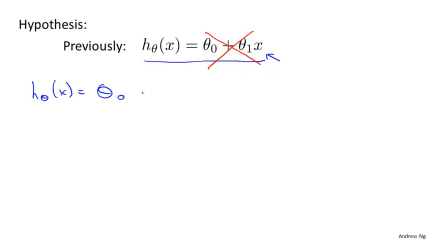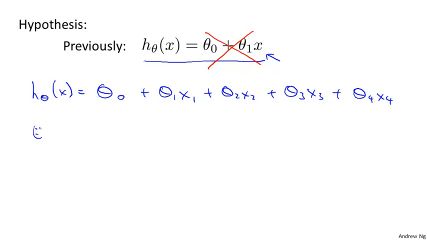It's going to be theta 0 plus theta 1 x1 plus theta 2 x2 plus theta 3 x3 plus theta 4 x4. And if we have n features, then rather than summing up over our 4 features, we would have a sum over our n features.